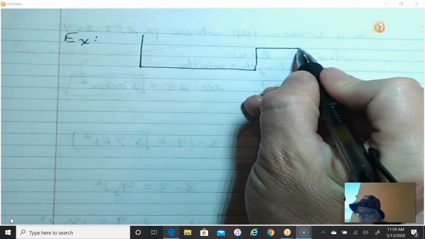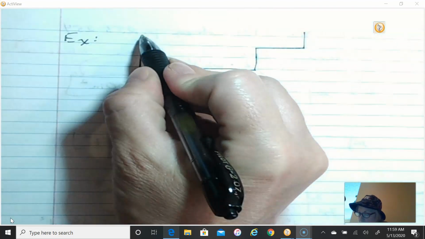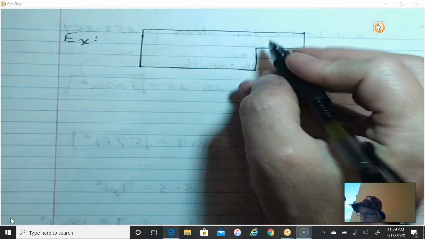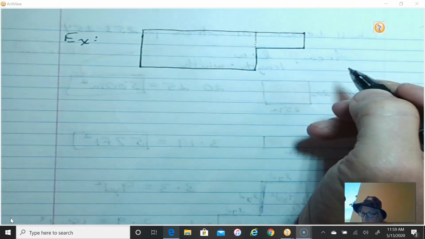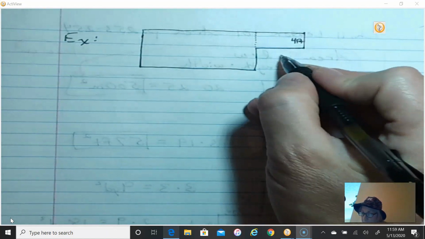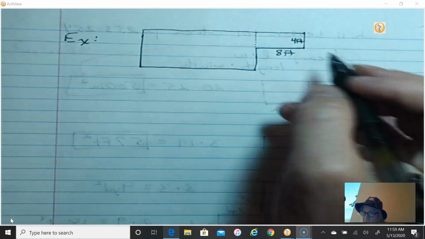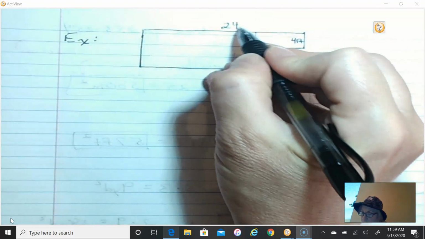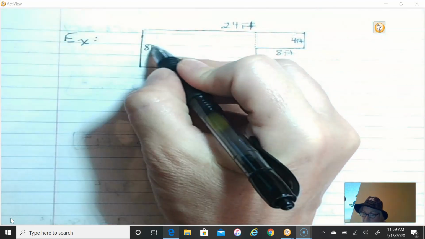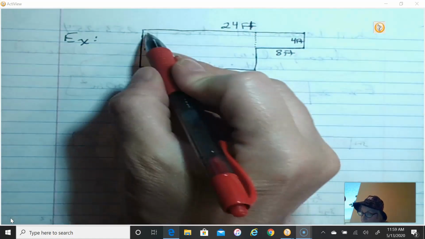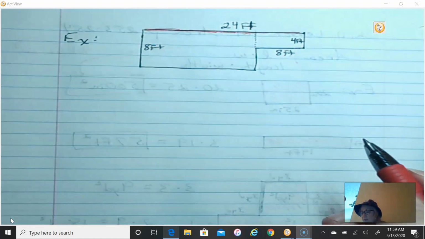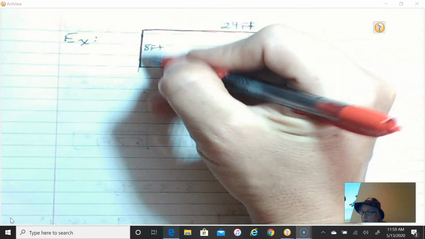Ooh, it's a little bit better than last time. There you go. Okay, let's say here's our dotted line because we're going to break this up into two parts. Let's say this side is 4 feet. This is 8 feet. This whole thing is 24 feet. And this right here is 8 feet. Okay, so they're saying this whole side is 24 feet. This side right here is 8 feet.